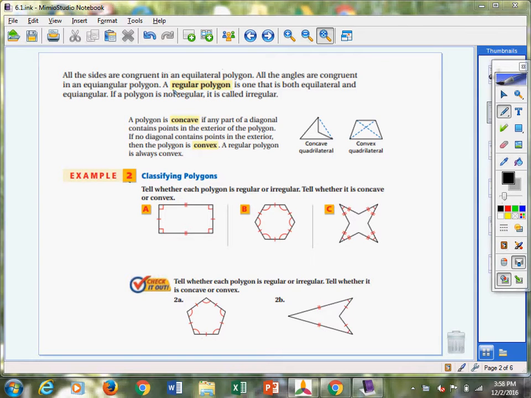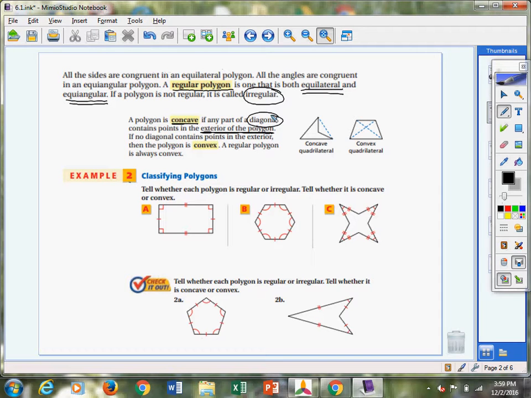A regular polygon is one that's both equilateral and equal angular. So if all sides are equal and all angles are equal, you have a regular polygon. And if it's not regular, then it's irregular. That would be the opposite, okay? Now to determine if they're concave or convex, this is how you would do it. Concave, if any part of your diagonal contains points in the exterior of the polygon. So that's the diagonal in the exterior.